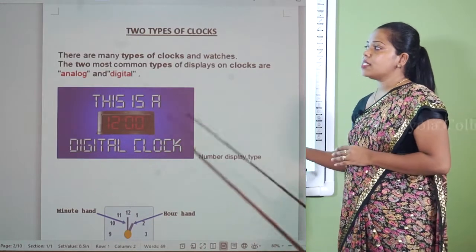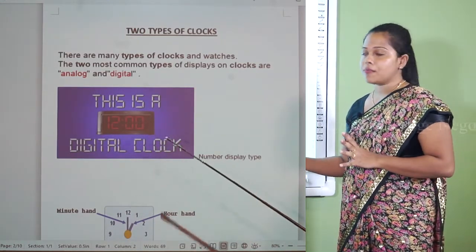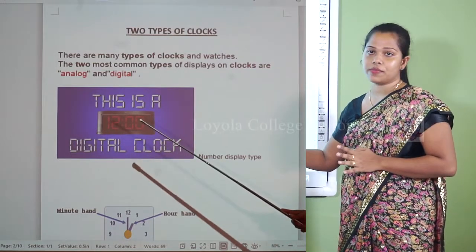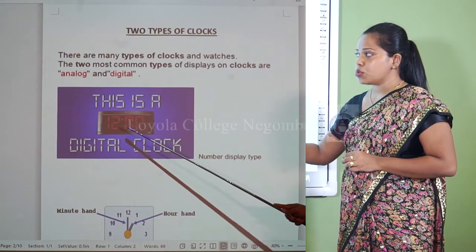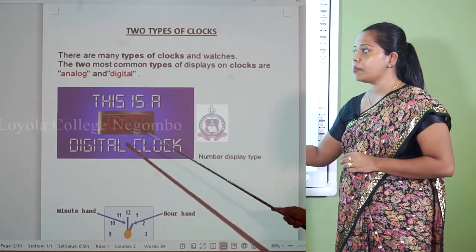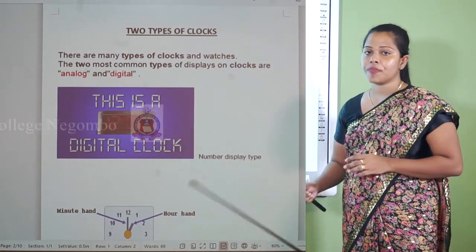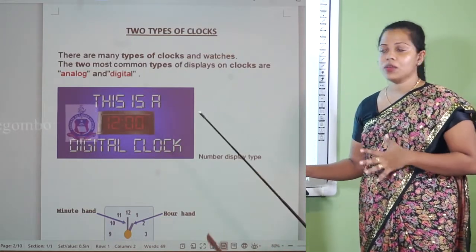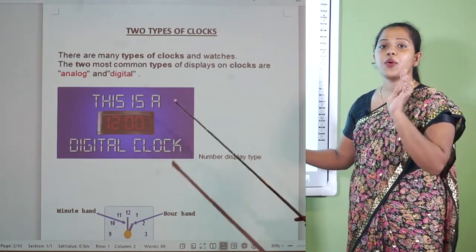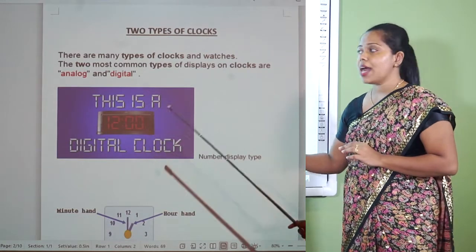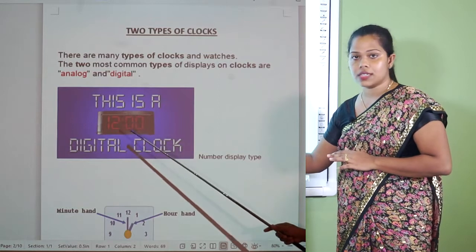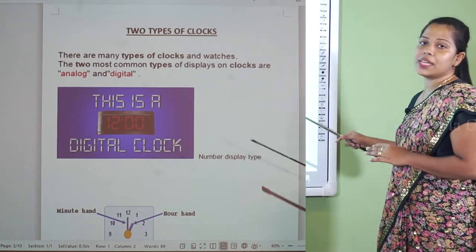When we are representing time using a digital clock, you can see here I have denoted the time 12:00. There are 4 digits, 12, double dot and 00. When you are representing time using the 24-hour clock time, we are using 4 digits to denote the time, and also after the first two numbers we are using these 2 dots. So this is a number display type.